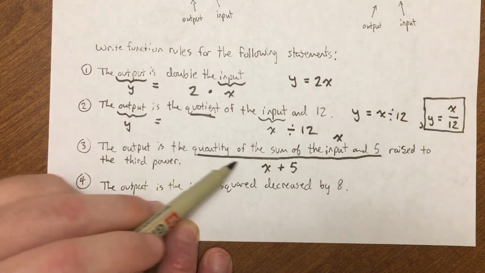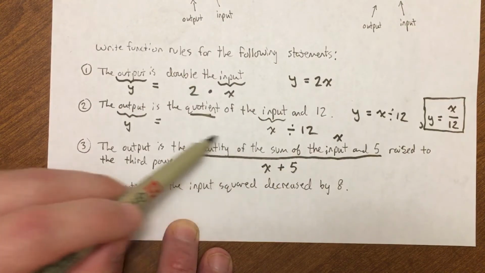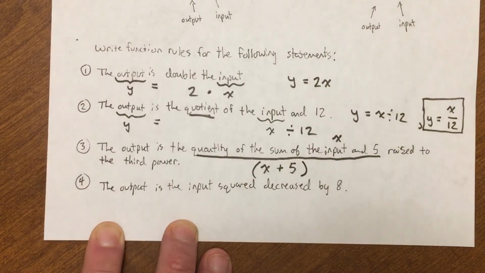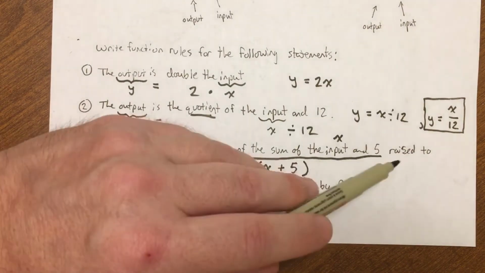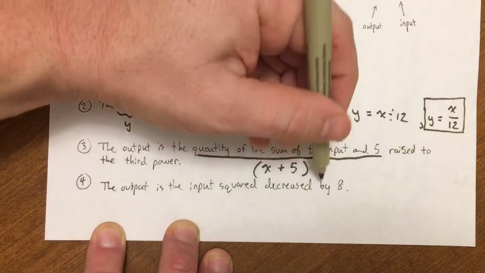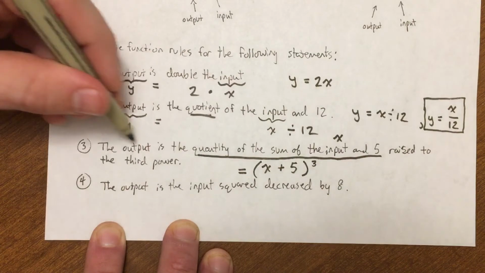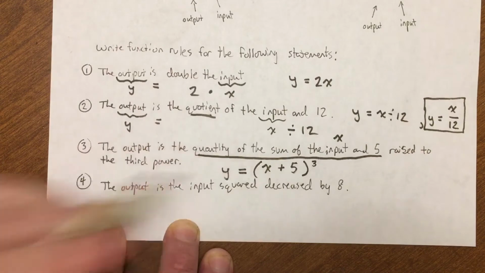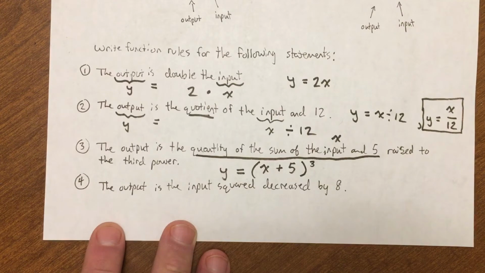Now you'll notice we have this statement in front, the quantity of this. Anytime you see this phrase in math, the quantity of something, we're going to surround that expression with a grouping. So we're going to use parentheses, the quantity of this raised to the 3rd power. Now, we need to make sure that we start off with y equals, because it says the output is this. So we would write it as y equals (x plus 5) raised to the 3rd power.